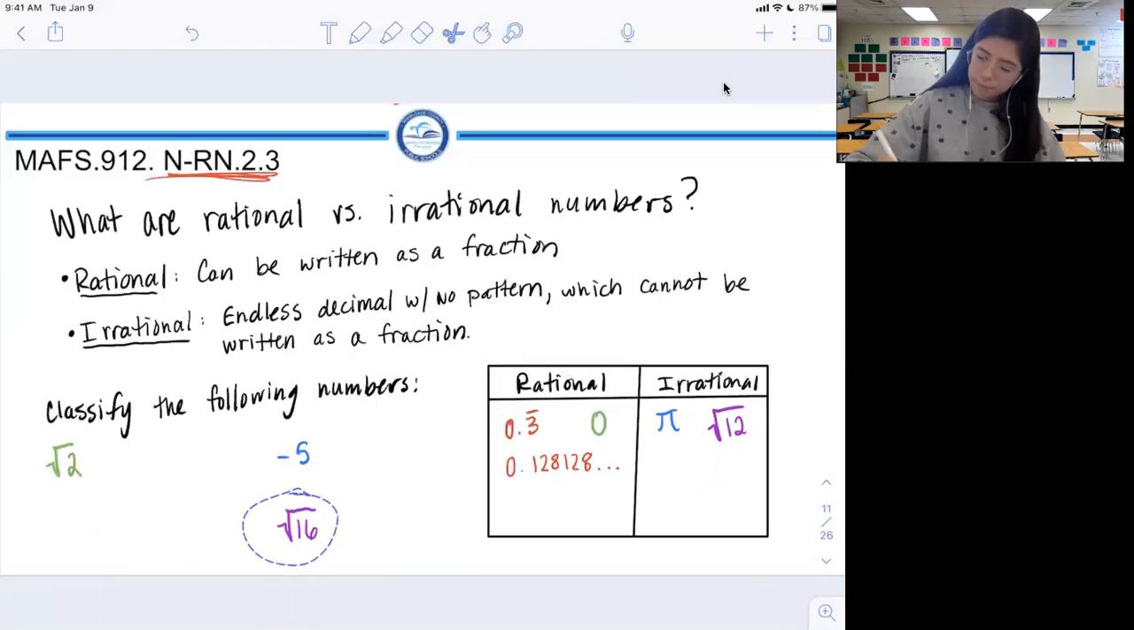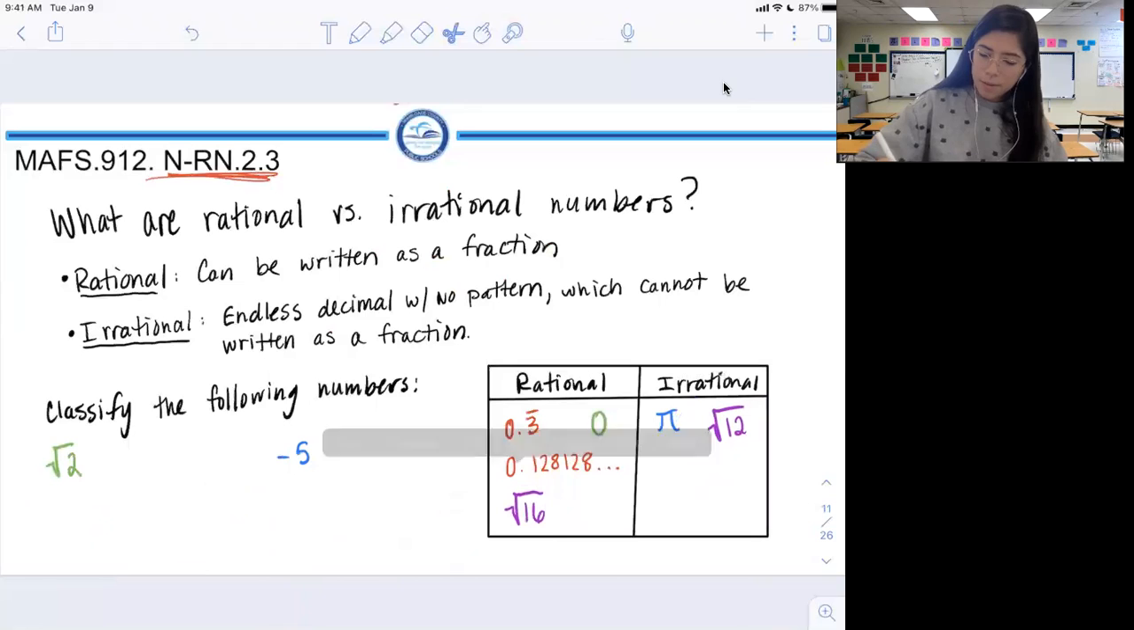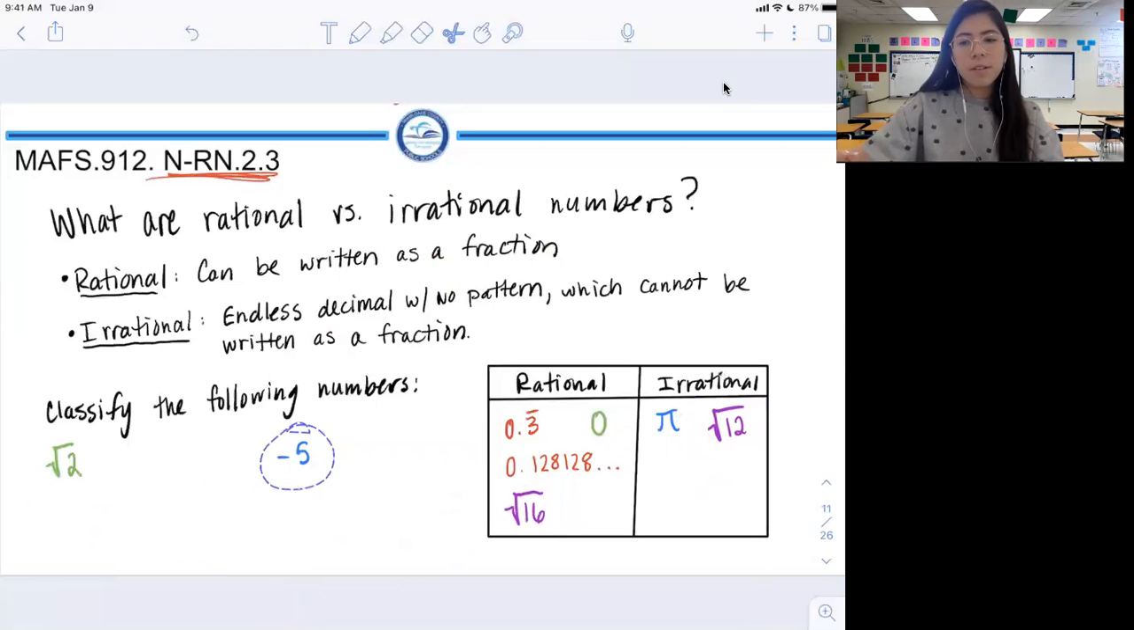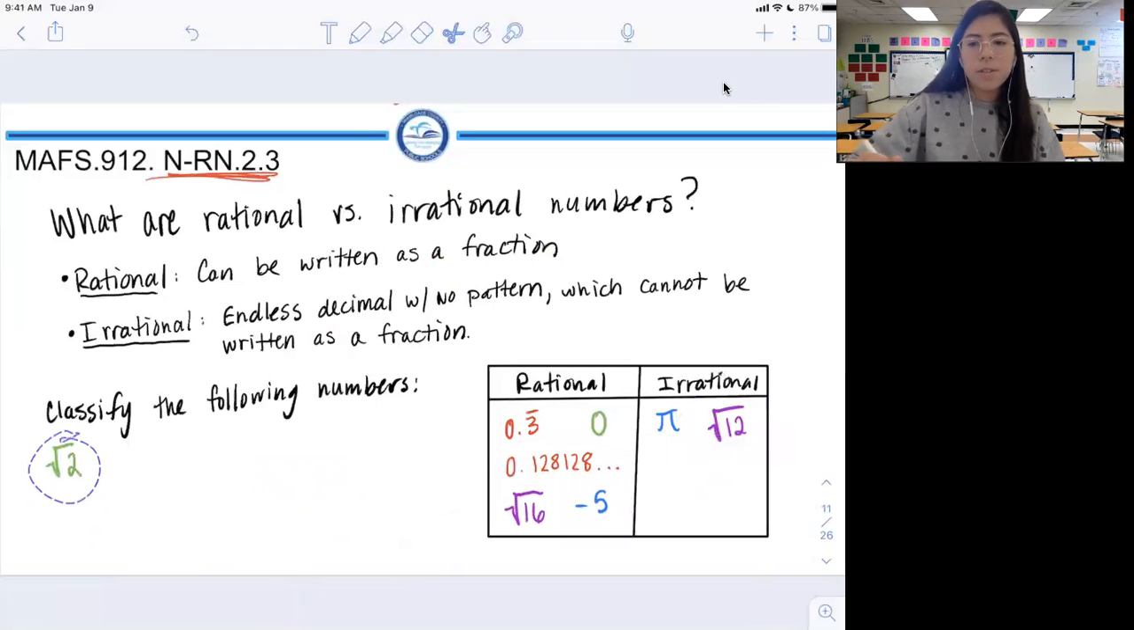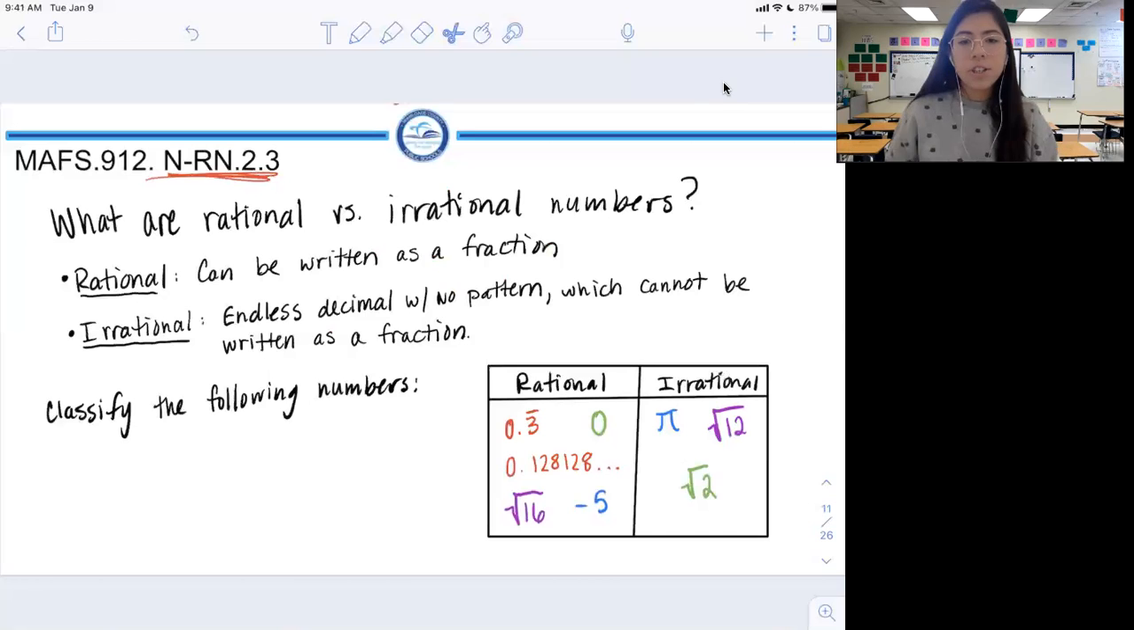Okay. What about the square root of 16? Rational. Good. What about negative 5? Rational. What about the square root of 2? Irrational. Questions on what is rational versus irrational? No, this is way the easiest part of what you guys were doing. Yeah, not too bad.